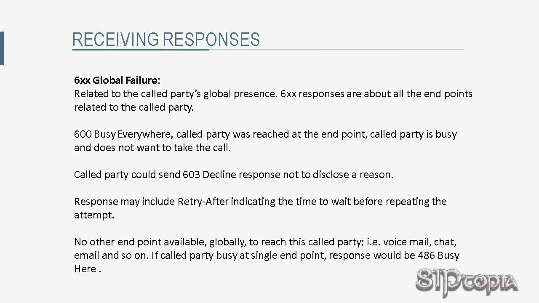The called party could also send 603 decline response if they do not wish to disclose a reason. In both scenarios, the response may include a retry after header field, indicating the time the caller should wait before repeating the attempt. Similarly, in both scenarios, there is no other endpoint available globally, for example, voicemail, chat, email, and so on. For the called party, being busy at a single endpoint would result in 486 busy here response as discussed earlier.